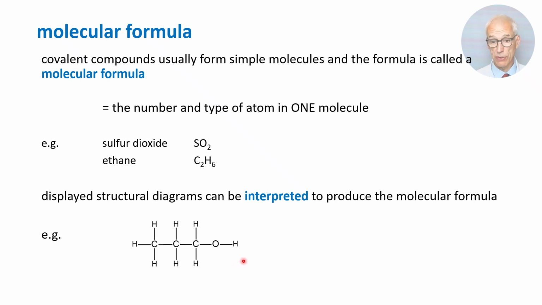Okay, so I hope you've got your answer. Well, we've got 1, 2, 3 carbons. We've got 1, 2, 3, 4, 5, 6, 7, 8 hydrogens, 1 oxygen. So the molecular formula is the number and type of atom in one molecule, C3H8O.